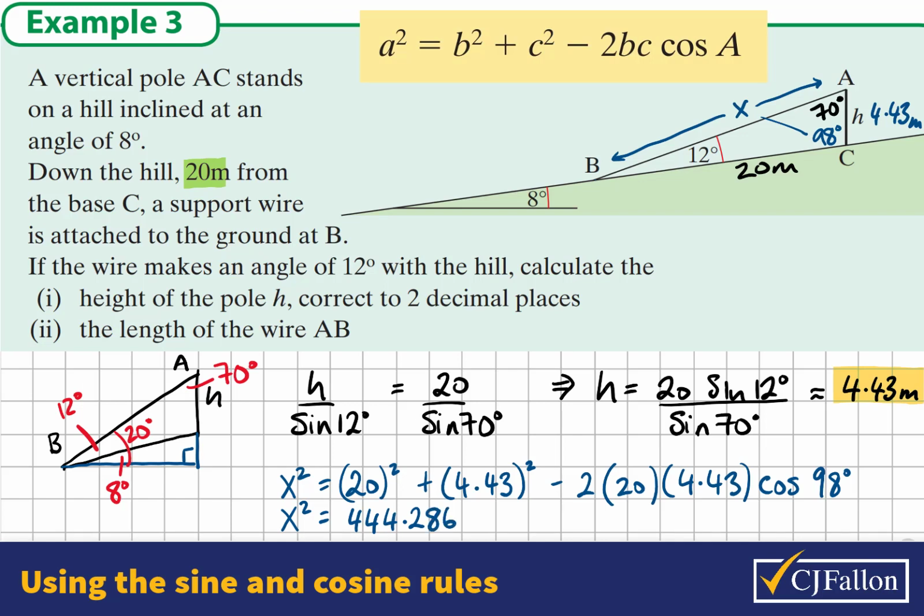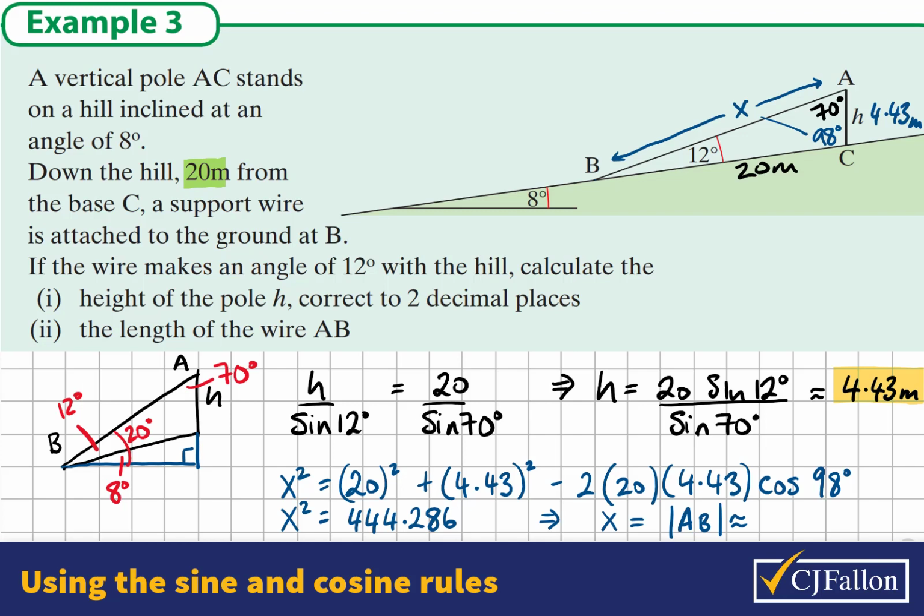444.286. So I square root both sides, and this will tell us that x, which is also the distance AB that we want to find out, is equal to, to 2 decimal places this time, 21.07 meters. So we had a choice which to use in this question, and I chose to use the cosine rule.